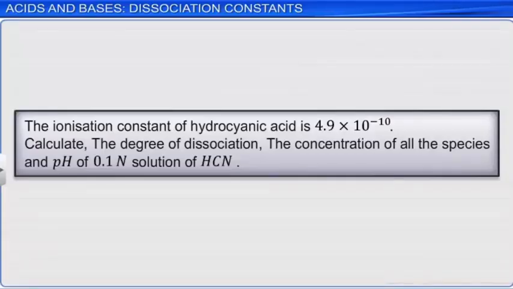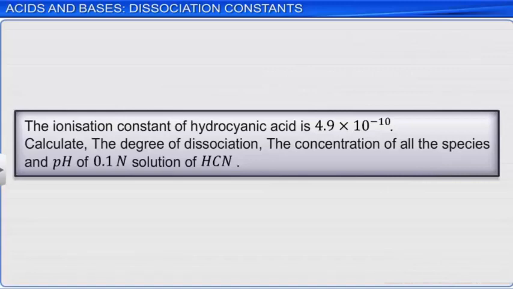This problem will help you understand the steps to calculate the degree of ionization, equilibrium concentrations, and pH of a solution when the initial concentration and dissociation constant of the acid are known. The ionization constant of hydrocyanic acid is 4.9 multiplied by 10 raised to the power minus 10. Calculate the degree of dissociation, the concentration of all the species, and the pH of a decinormal solution of hydrocyanic acid.